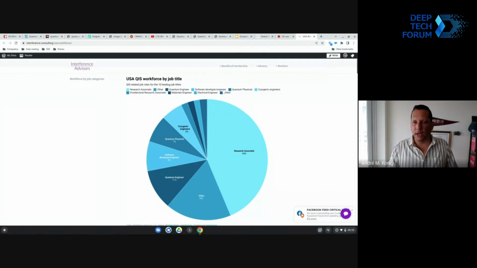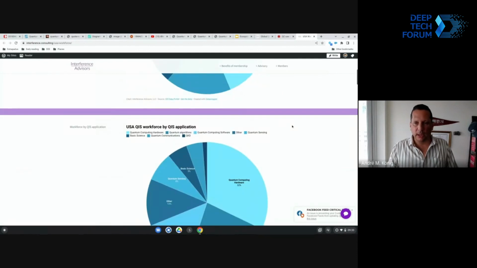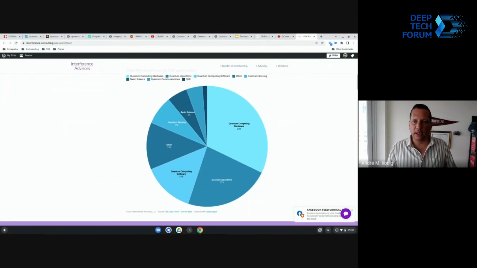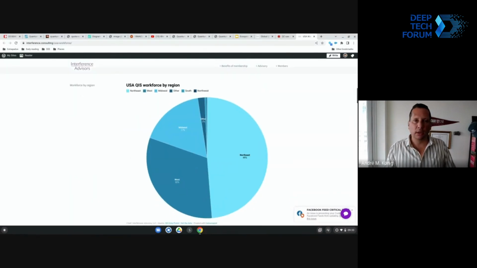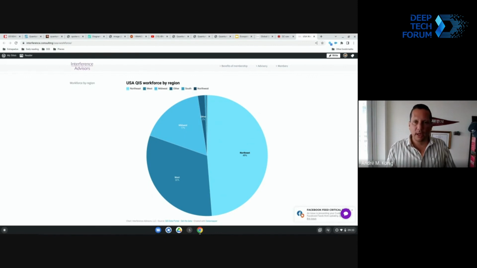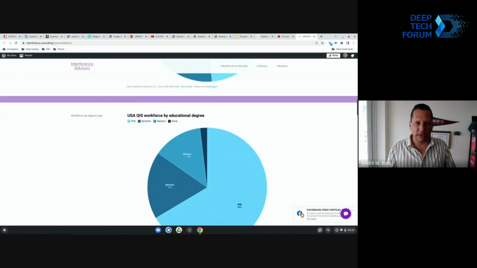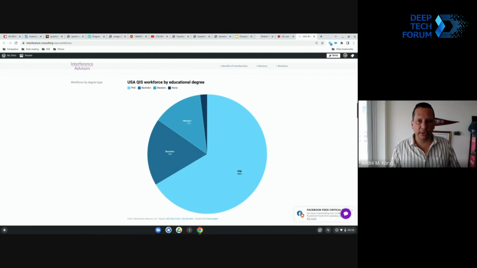And a lot of these people are in research, as you see here. A lot of these people are already dedicated and working to building quantum computing hardware, algorithms, and software, with very few people available to take on new roles. They are also geographically very, very highly concentrated around some key universities. Most of them have PhDs, which is fantastic, and we need more PhDs. But we also need these other educational backgrounds to help with some of these other roles as quantum becomes more and more commercial.